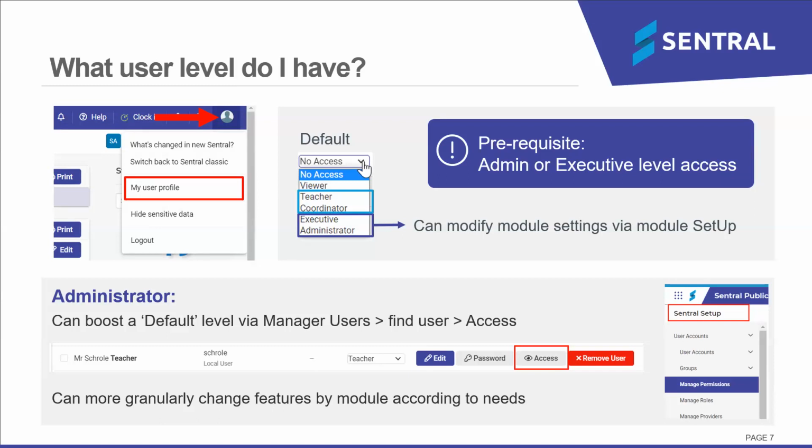And all you have to do is to access the settings of Sentral and manage users, find that particular user or particular staff member in the front office that you would like to adjust the user level for, and do so via the access button. Of course, if you look at manage permissions, you will be able to drop down the finance module and see what a coordinator versus what an administrator can do. And of course, apply the necessary changes if they are required.